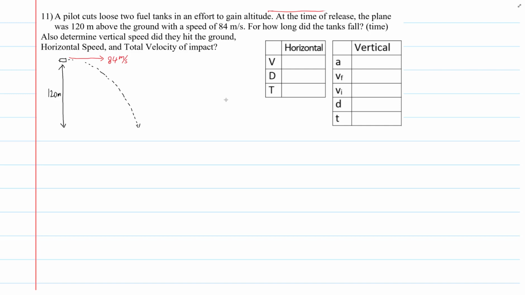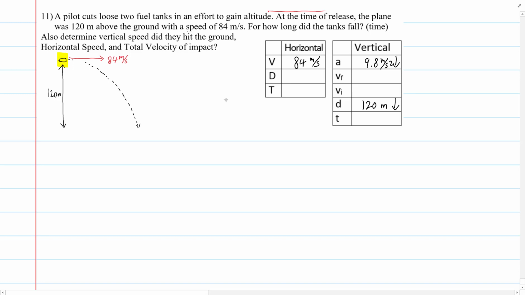So the packages right here, I'll highlight them yellow, are traveling at 84 meters per second horizontally, 120 meters above the ground when they were released. So let's start filling in some of the blanks. The horizontal speed is 84 meters per second. The vertical distance is 120 meters. The acceleration is 9.8 meters per second squared, and both of those are down.